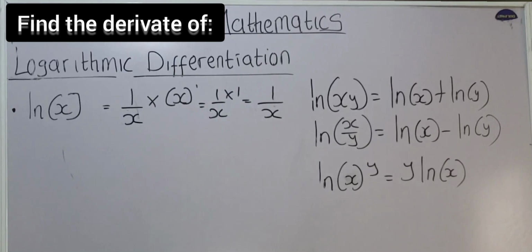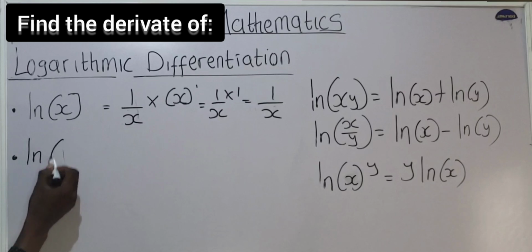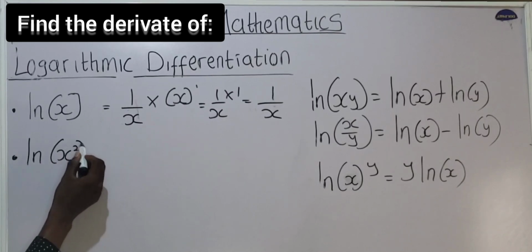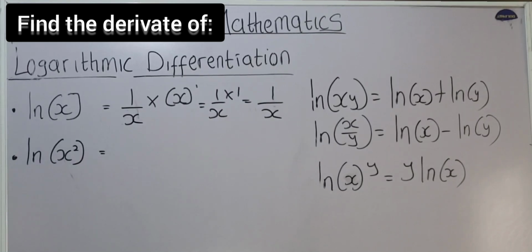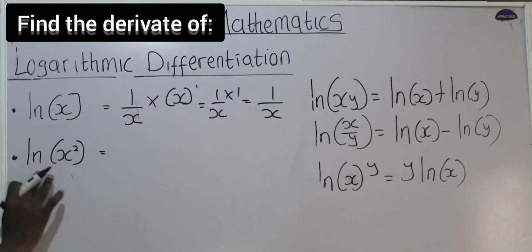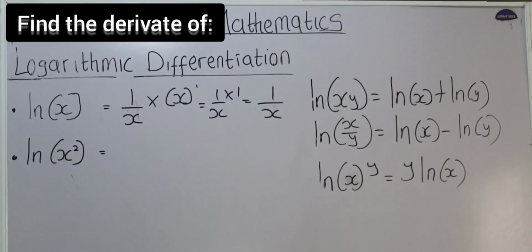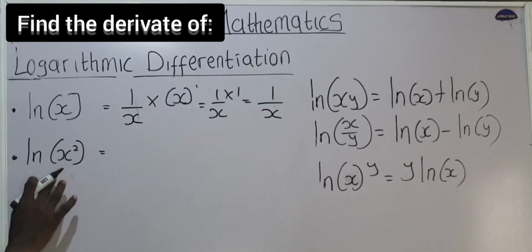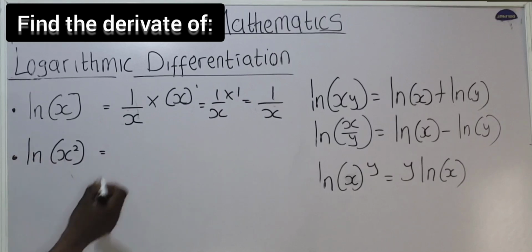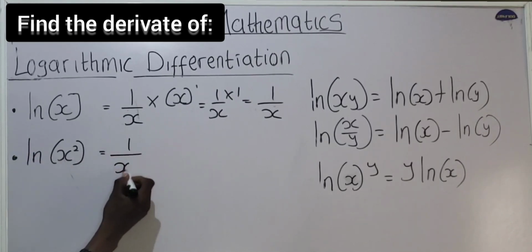So let's proceed to another one. Find the derivative of ln x squared. We are told to find the derivative of this function. The first step is that we are going to take the inverse of the function in the front of the natural log sign. So the function in the front of the natural log sign is x squared. So the inverse of this function is 1 over x squared.